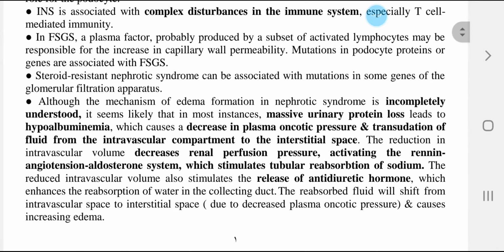Although the mechanism of edema formation in nephrotic syndrome is incompletely understood, it seems likely that in most instances massive urinary protein loss leads to hypoalbuminemia, which causes a decrease in plasma oncotic pressure and transudation of fluid from the intravascular compartment to the interstitial space. The reduction in intravascular volume decreases renal perfusion pressure, activating the renin-angiotensin-aldosterone system, which stimulates tubular reabsorption of sodium.